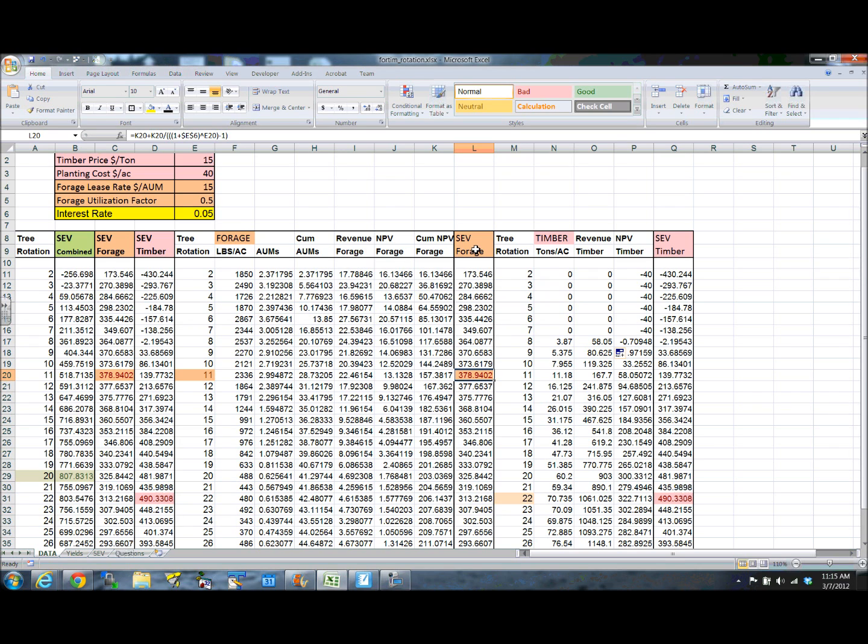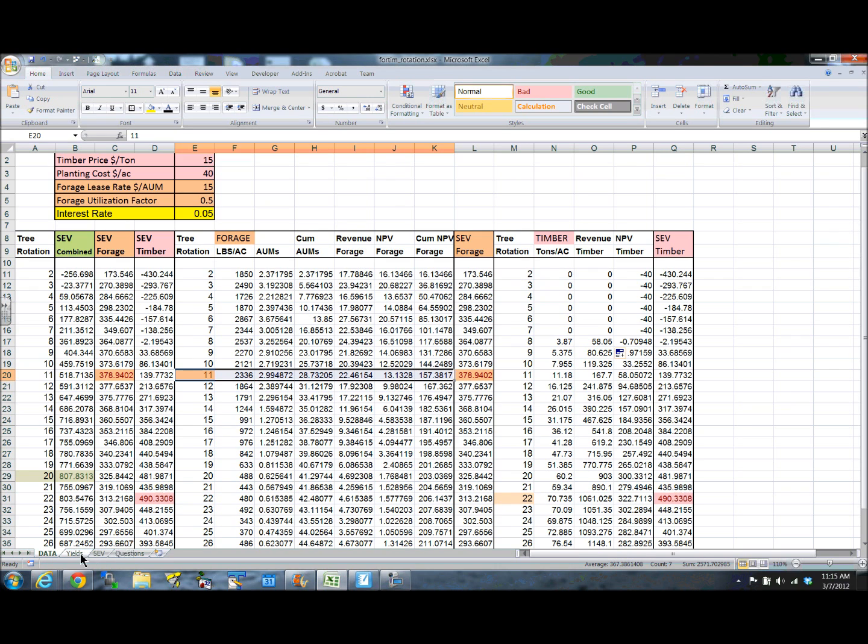So that gives us the SEV for forage, which is our present value from the forage part of this agroforestry system through time if we repeat this cycle every, in this case, 11 years. And as it turns out, from looking just at the forage income, we would choose to harvest the trees at age 11, right?